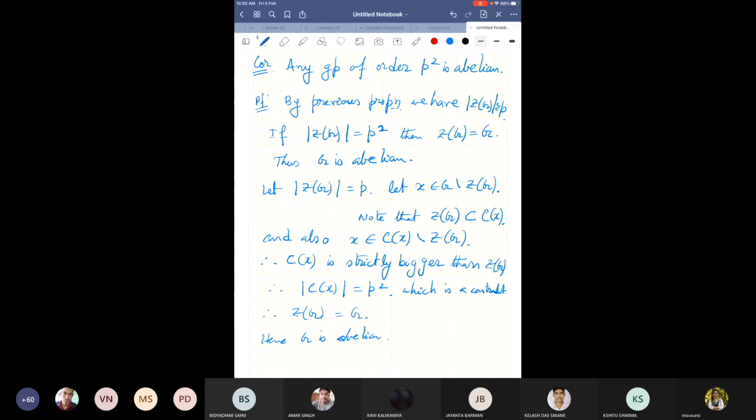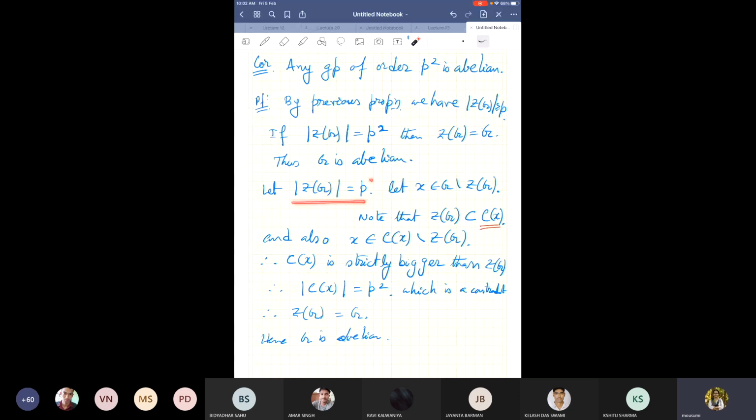Is it fine? Ma'am, order of centralizer of X equal to P square, from which this implies... See, this centralizer is also a subgroup. Now I have assumed that the order of the center is P, and the centralizer is strictly bigger. That means its order should be strictly greater than P.